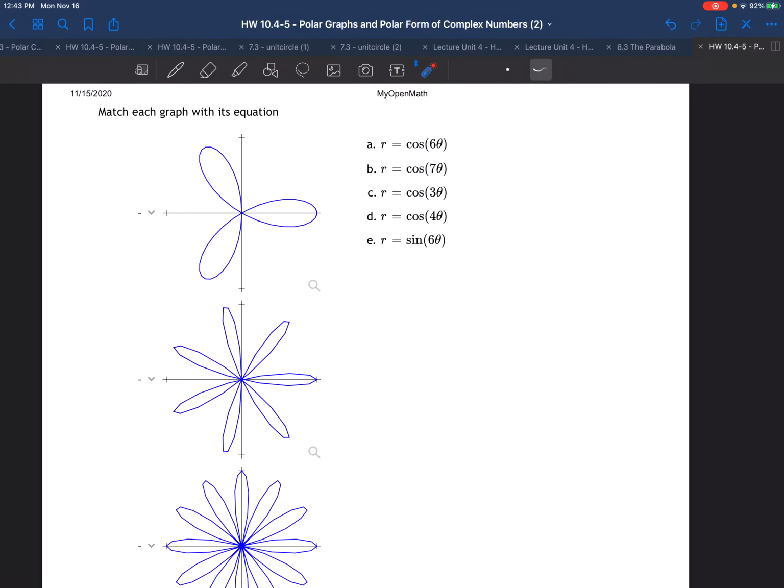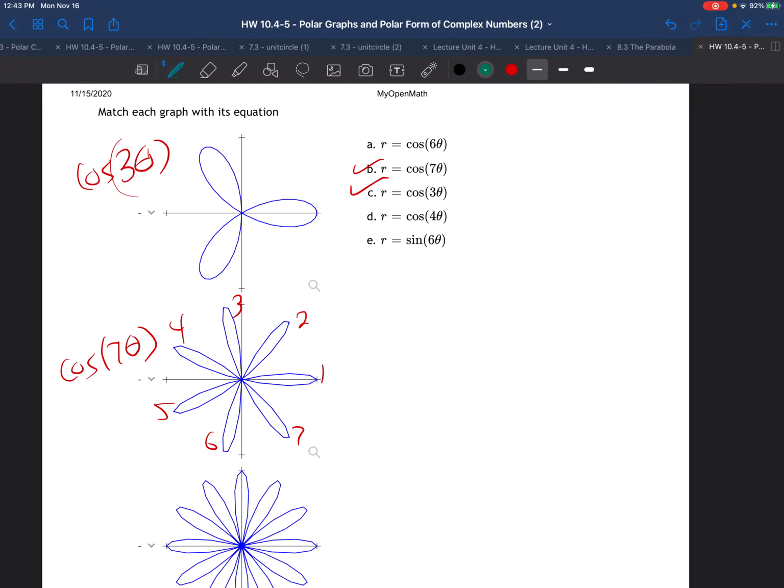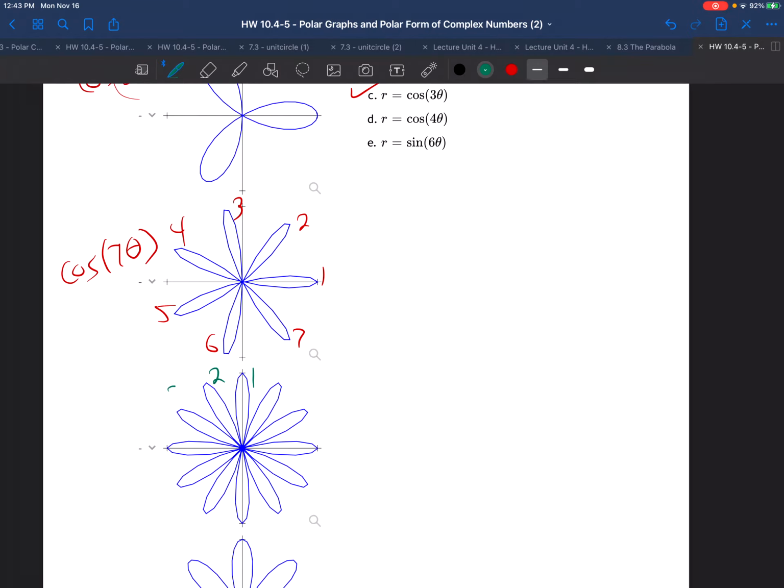All right, so we see this one here. This has 3 branches. So we're looking for something with 3. There it is. So that's a pretty easy start, right? That's got to be cosine of 3 theta. Check that one off. How many do we have here? 1, 2, 3, 4, 5, 6, 7. Well, that's easy. That's got to be cosine 7 theta. So those are odd. Odd numbers match exactly. This is easy so far. Let's try this one. 1, 2, 3, 4, 5, 6, 7, 8, 9, 10, 11, 12 petals on that rose.